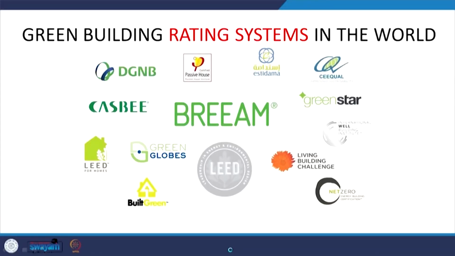So, there are many rating systems in the world. For example, BREEAM, which was the oldest one, to LEED, we have GRIHA, which is our own Indian one, we have Green Star, we have Living Building Challenge, and CASBEE from Japan, and a lot of these. If we go through each one of these rating systems and compare them, we find a lot of similarities in the approach, the basic approach being that of measurement and verification, and through this measurement we are able to benchmark the performance.